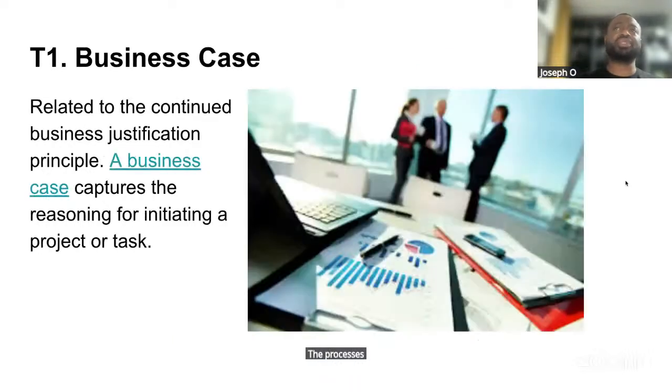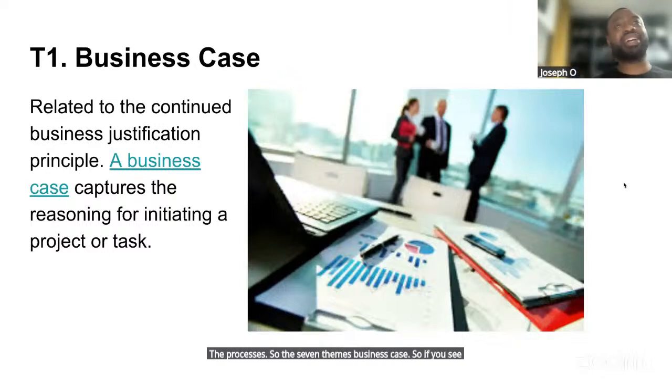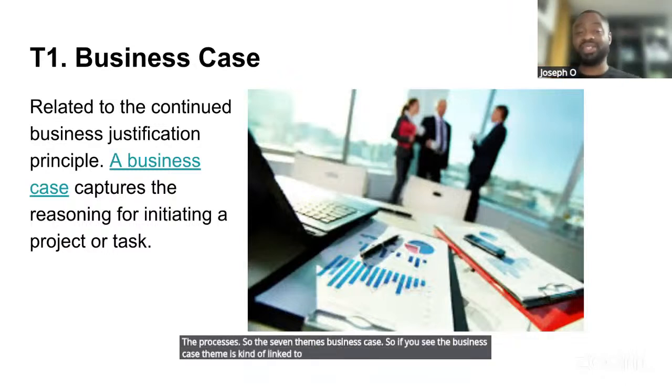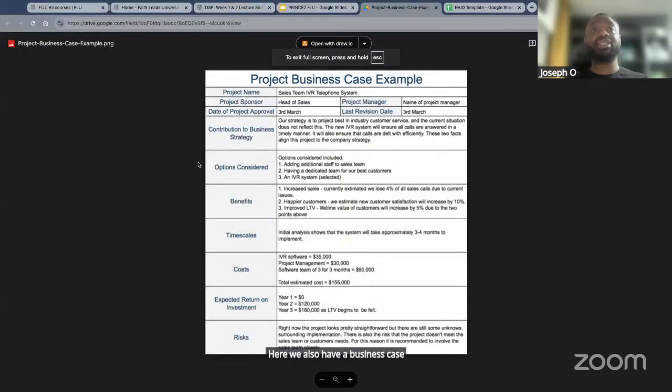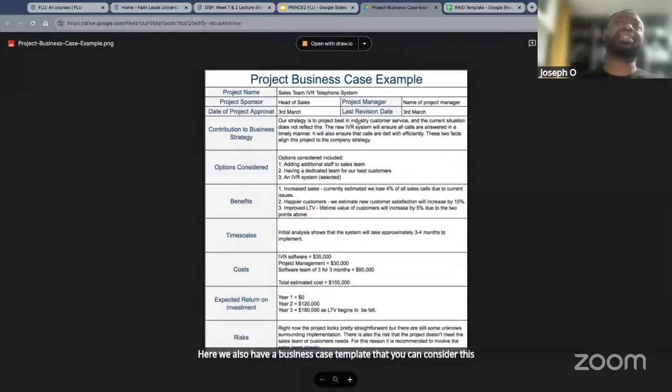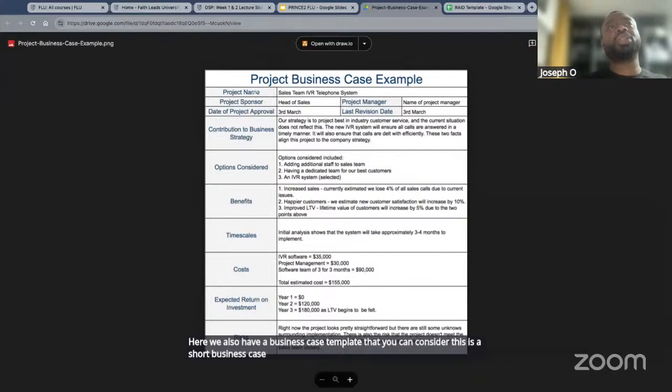So the 7 themes, business case. If you see, the business case theme is linked to the continuous business justification. And a business case basically captures, in a nutshell, the reasoning for initiating a project or a task. Here we also have a business case template that you can consider. This is a short business case, and these are the headings of what should be included in a business case.